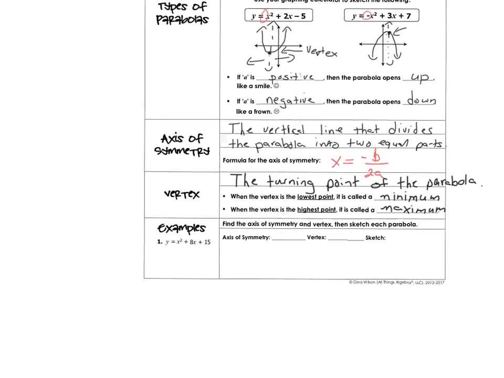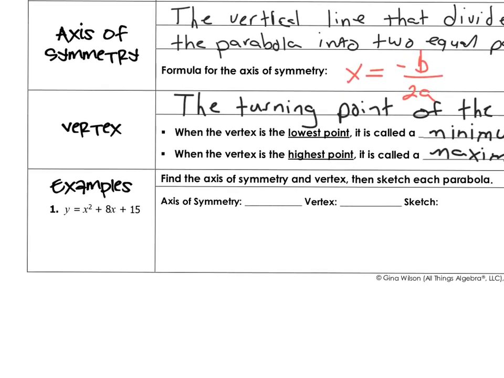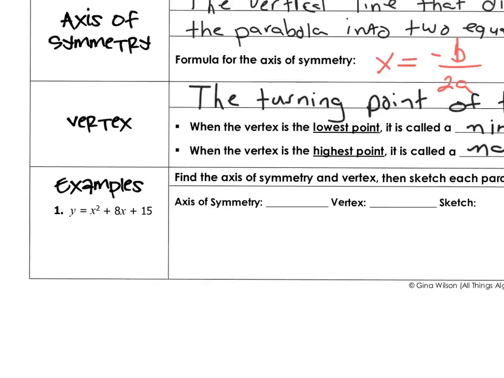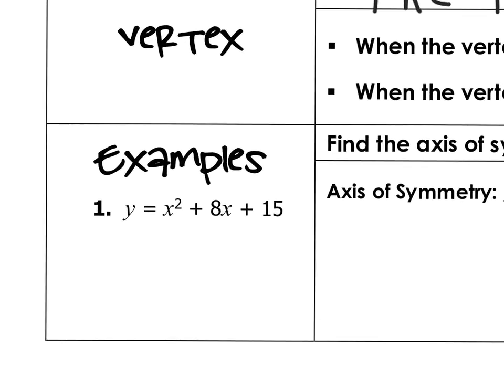All right, so let's take a look at this example. Let's find the axis of symmetry first. So let's label all of our different components here. What number is in front of the x squared? What number is in the a position? That would be a positive 1, right? Because there's an invisible positive 1 in front of that x. What number is in the b position? That would be a positive 8. What number is in the c position? That would be a positive 15, although c doesn't really do much for us in terms of finding the axis of symmetry and the vertex.